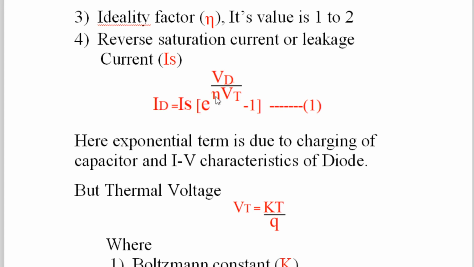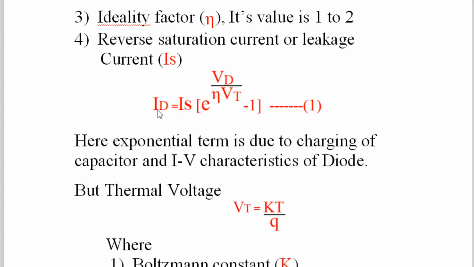bracket e raised to. Now why is this e raised to there? The exponential term is due to charging of the capacitor inside the PN junction diode, that is, the barrier potential acting as a dielectric material, and that capacitor charges exponentially. Because of that exponential charging of the capacitor, the IV characteristics of the diode are also exponential. It is not a linear curve. So in this way, this exponential term is there.